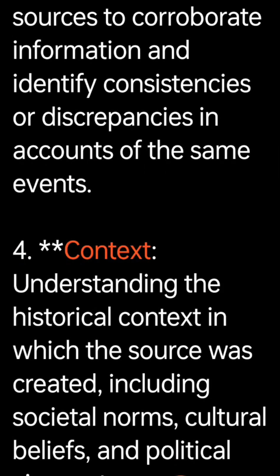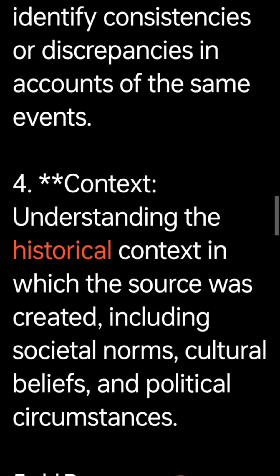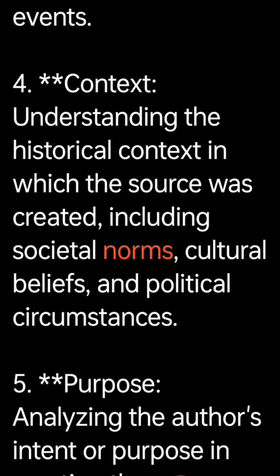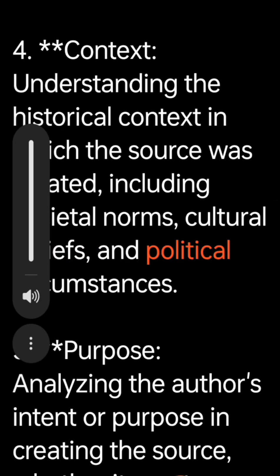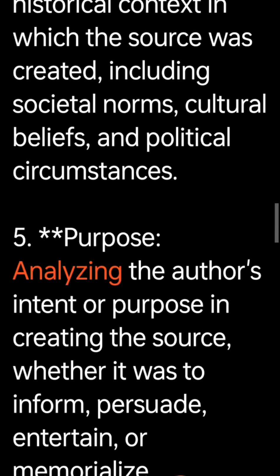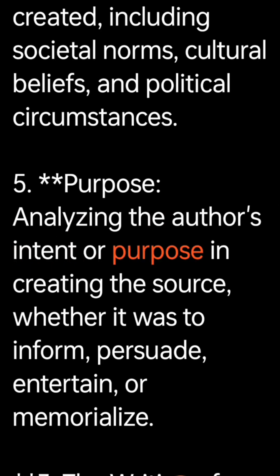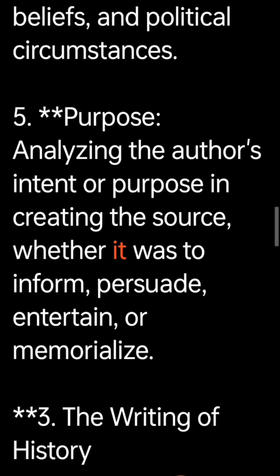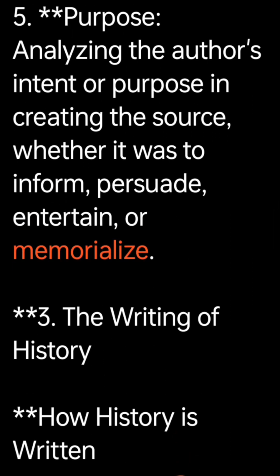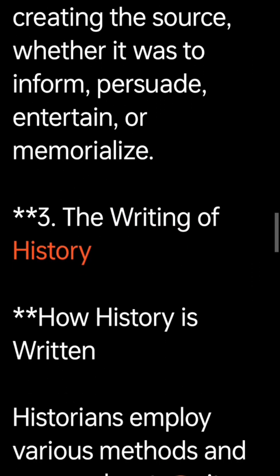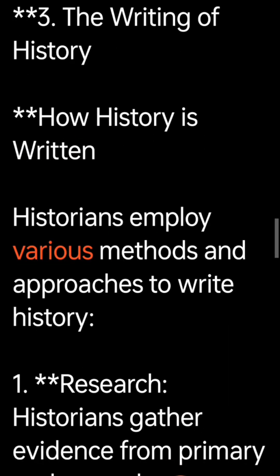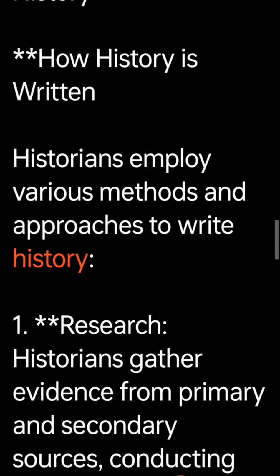4. Context. Understanding the historical context in which the source was created, including societal norms, cultural beliefs, and political circumstances. 5. Purpose. Analyzing the author's intent or purpose in creating the source, whether it was to inform, persuade, entertain, or memorialize. 3. The writing of history. How history is written. Historians employ various methods and approaches to write history.